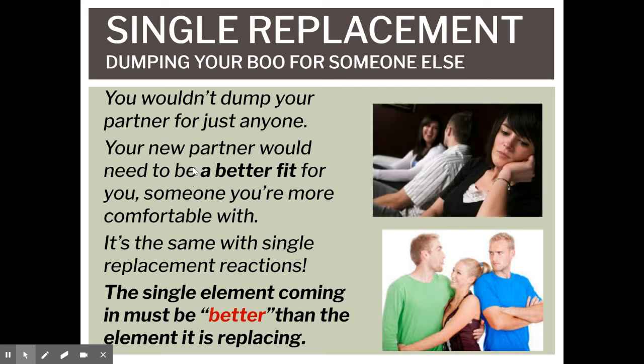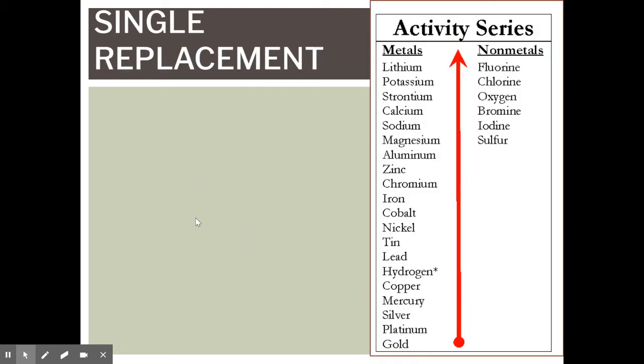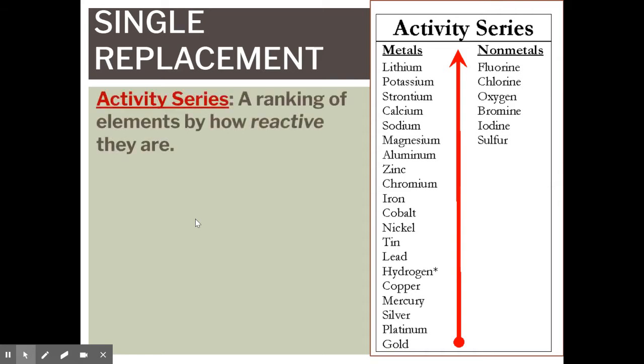Just because you're combining an element and an ionic compound doesn't mean a reaction is going to occur. That single element has to be superior to the element that you are replacing. And for that we look to the activity series. This is a ranking of elements by how reactive they are. The higher they are on this list, the more reactive they are and the more things they would replace in an ionic compound.